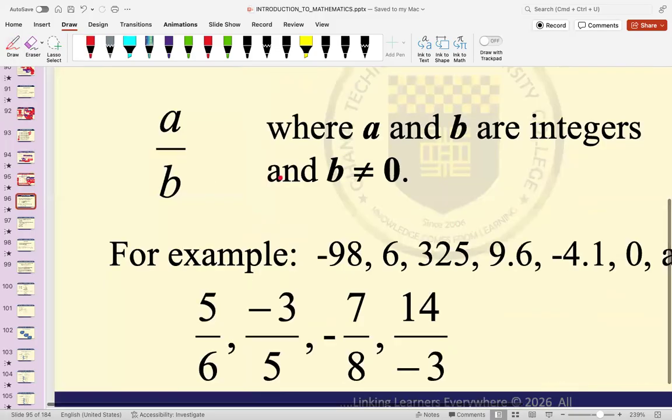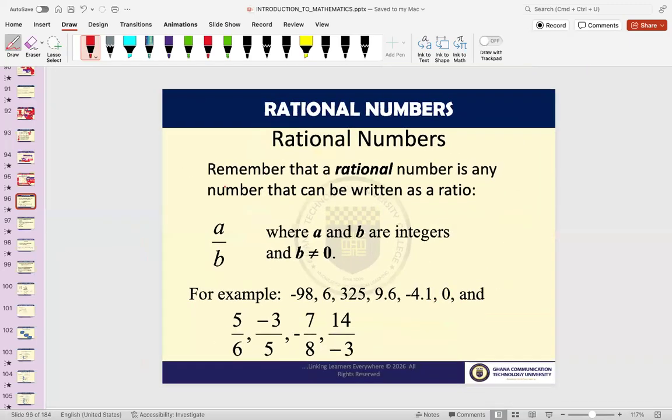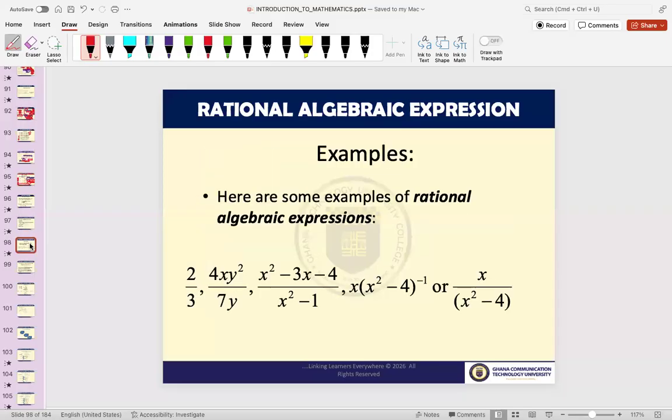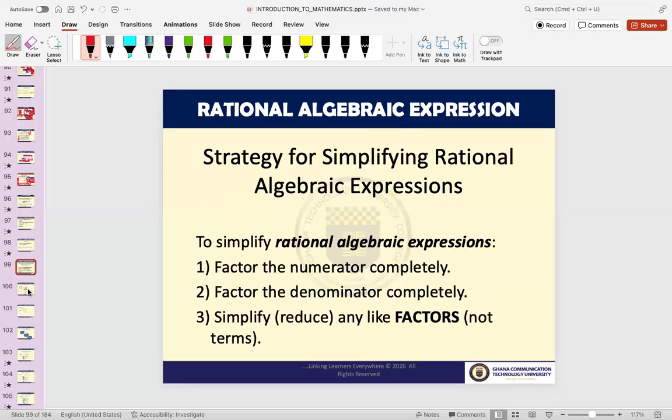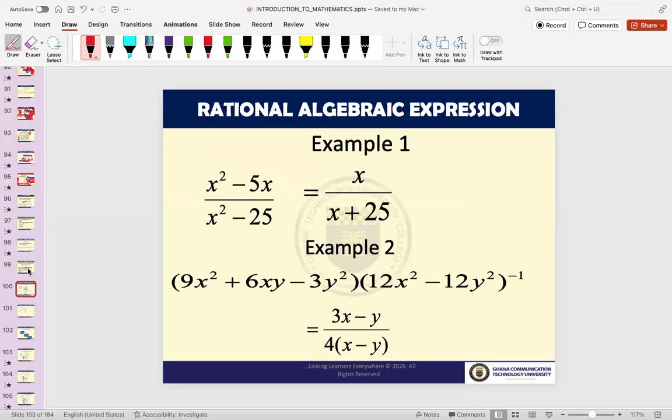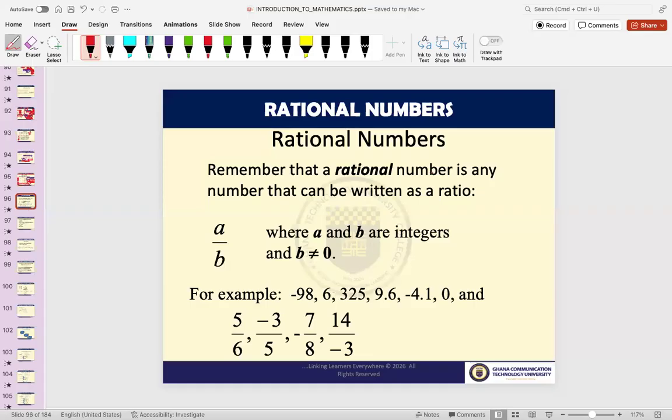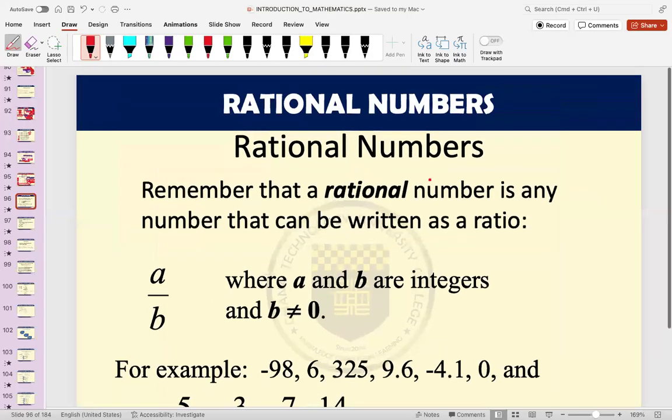So let's pick our last topic for the day. And with that, we can then end the class for today. We want to look at something called rational numbers. You know them already, but let me just reiterate what you know.